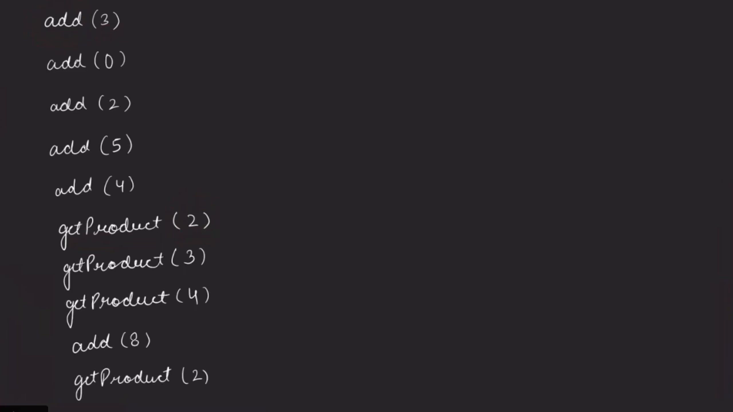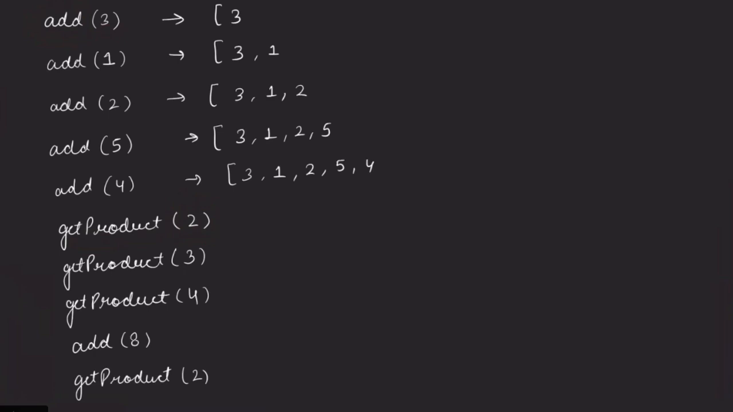So if we look over here, when add 3 is called, 3 is added to our integer stream. Let us suppose that I am maintaining a vector or an array, and inside that I am appending whatever number I get. Let's make this 1 now, because the 0 case we will discuss later. So now 1 is added here. Then 2 is added, so it will be 3 1 2. Then 5 is added, so it will be 3 1 2 5. Then 4 is added, so it will be 3 1 2 5 4, right?